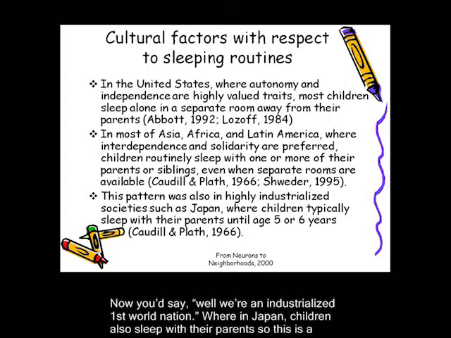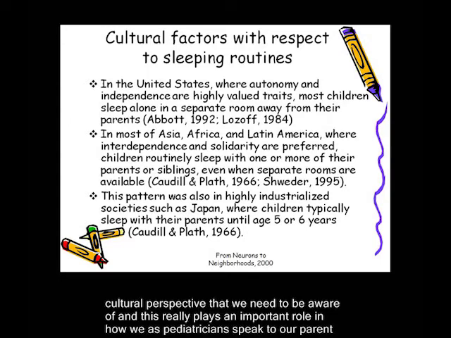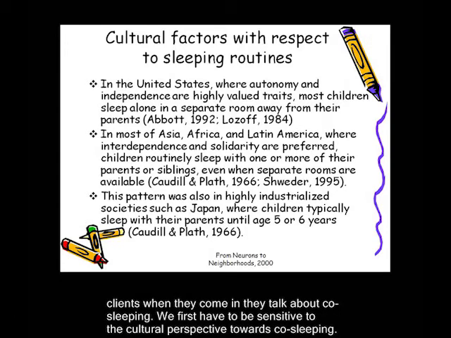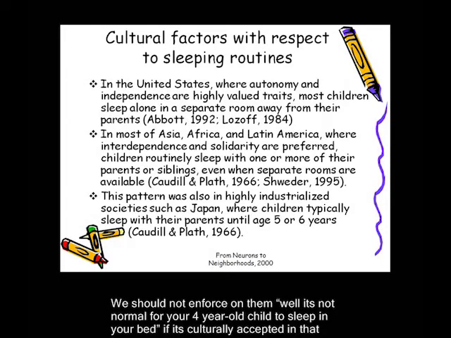Now you'd say, well, we're an industrialized first world nation, but in Japan, children also sleep with their parents. So this is a cultural perspective that we need to be aware of, and this really plays an important role in how we as pediatricians speak to our parent clients. When they come in, they talk about co-sleeping. We first have to be sensitive to their cultural perspectives towards co-sleeping. We should not enforce on them, well, it's not normal for your 4-year-old child to sleep in your bed, if it's culturally accepted in that family.